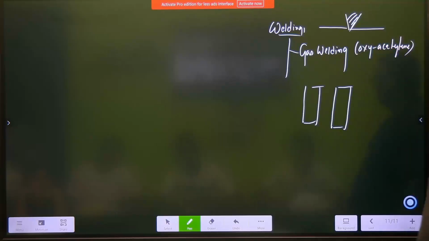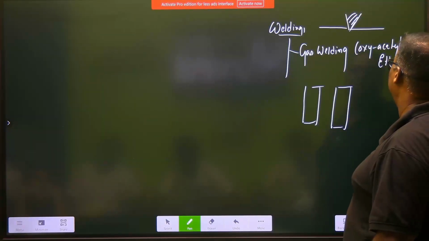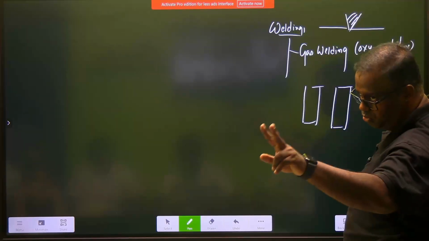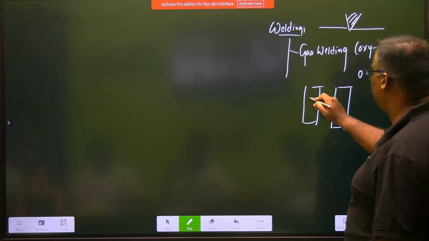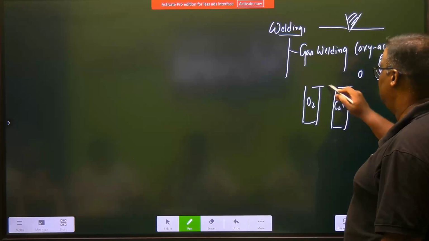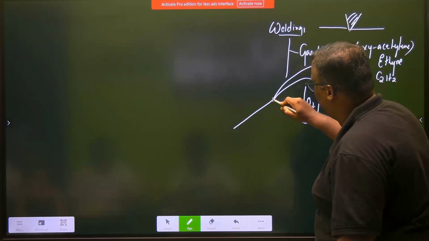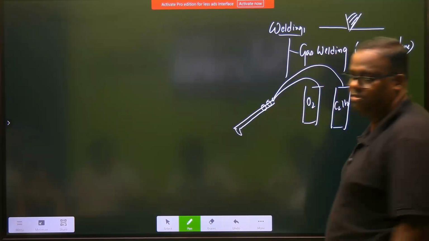Oxyacetylene welding. Acetylene is the trivial name for ethyne. What is the formula? Two carbons, C2H2. On this side, one cylinder will be oxygen and one will be C2H2. Both the pipes will come out and will hit the torch. This is your torch, and here we will have two valves.